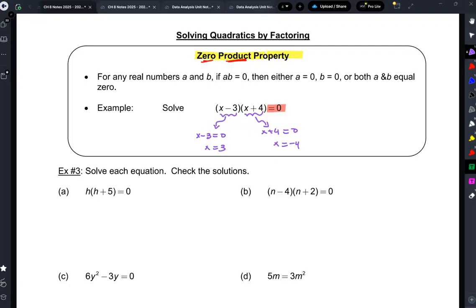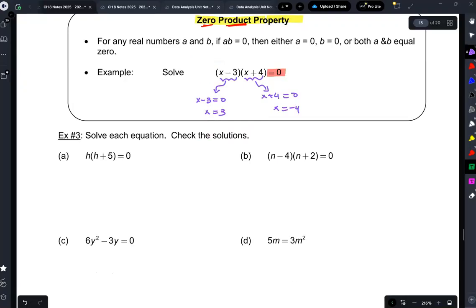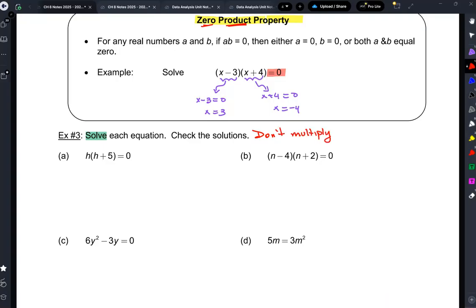Okay, so look at this one. It says solve each equation and check the solutions. Now look. This one here, you have something times another thing equals 0, right? But what we want to do is solve the equation. And I know your first instinct is to multiply them. Don't multiply them, okay? Let's write that here. Don't multiply.